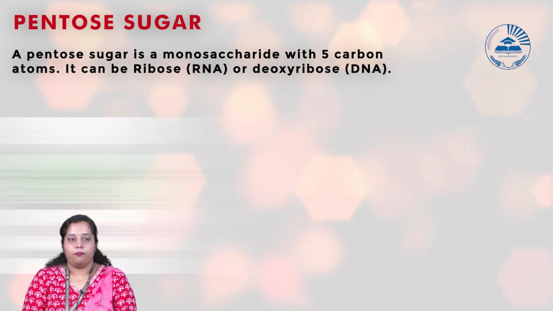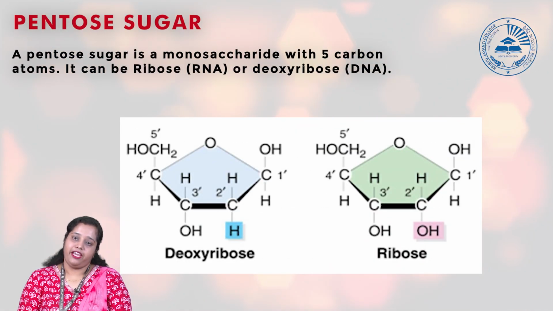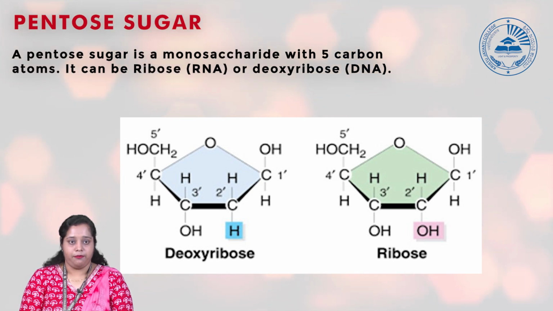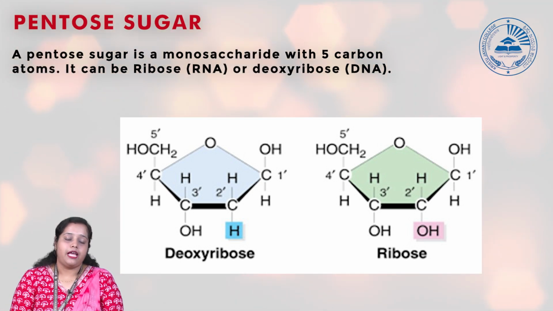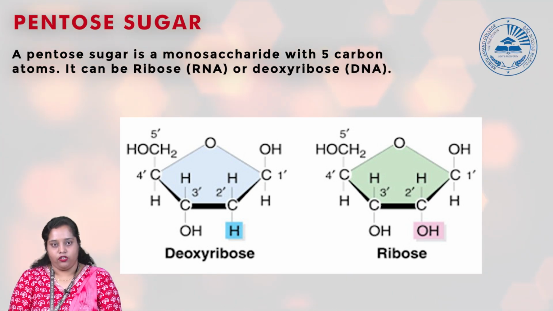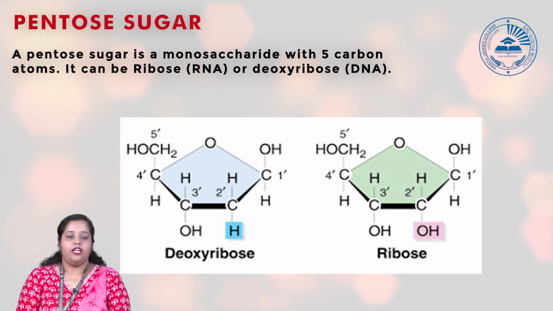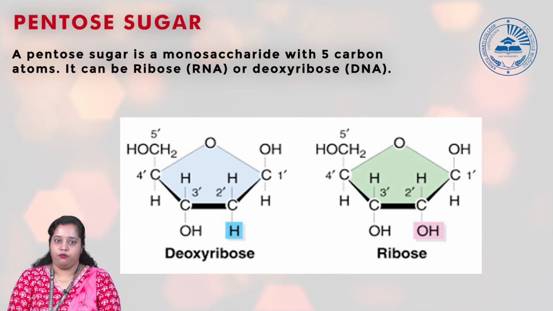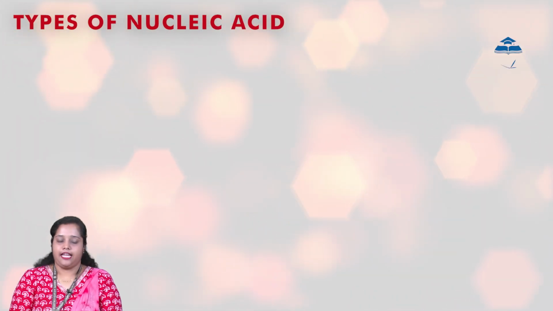Next, talking of pentose sugar, which is again a clear component of the nucleoside. Pentose sugar is a monosaccharide with 5 carbon atoms. It can either be ribose or deoxyribose. The only difference between ribose and deoxyribose is the removal of the oxygen group in the case of deoxyribose. Here you can see only hydrogen is present, in blue color, with deoxyribose, and a hydroxyl group is present in ribose. Next we have types of nucleic acids, that is DNA and RNA, with functions.